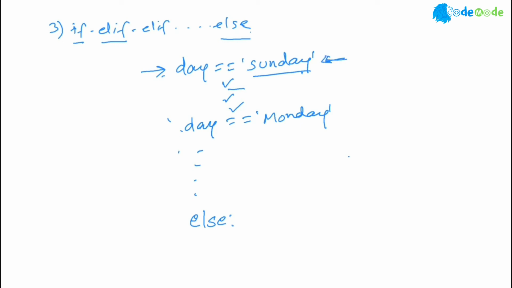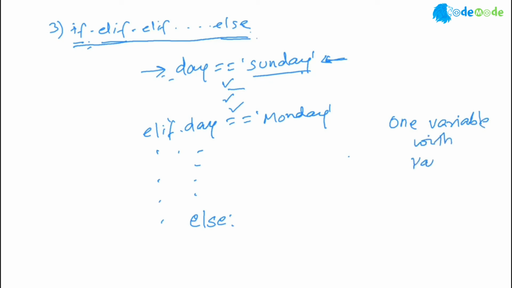The second thing is, after the first if, the second becomes elif. We have learned this. The point is, when do you use if, elif? When you have one variable with multiple values, not just true and false. In this case, you use if, elif, elif, and else. So remember: one variable with multiple values.